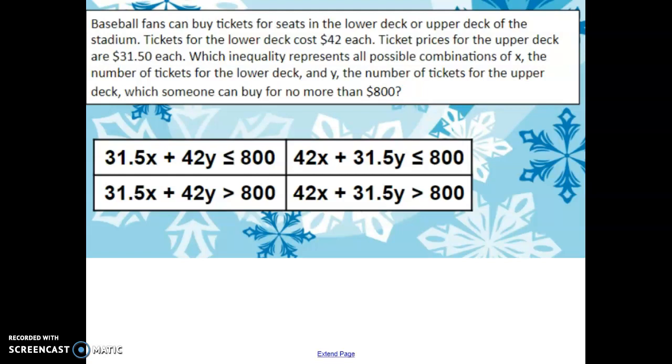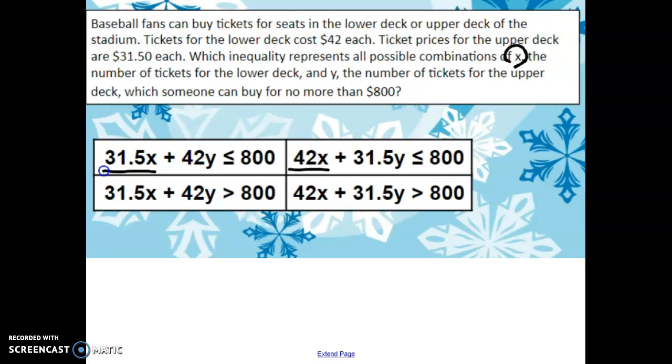Okay, so for a problem like this, you've got to look at a few things. One of them is you can see that some of them have 31.5x and some of them have 42x. So which one should actually go with x? Make sure to look that up so you can eliminate some of your answers, because it does tell you what x and y both stand for, right?